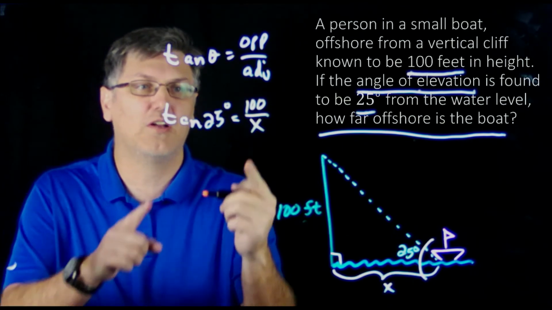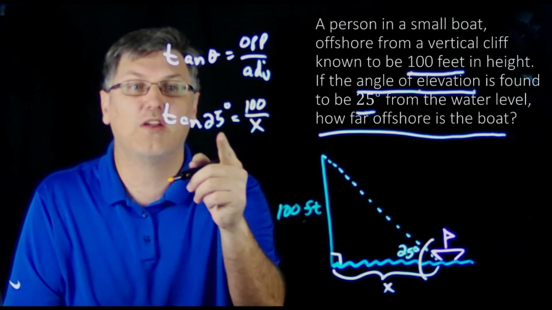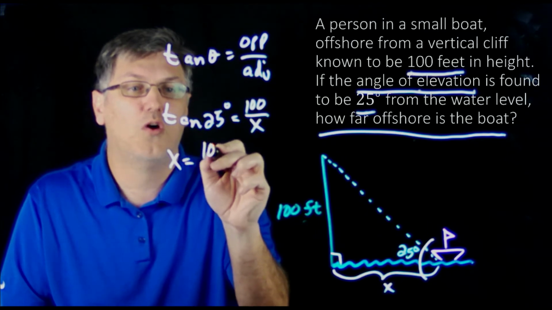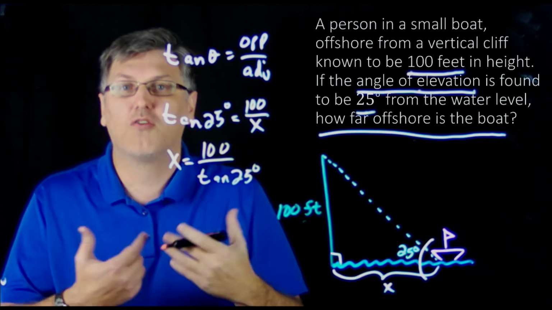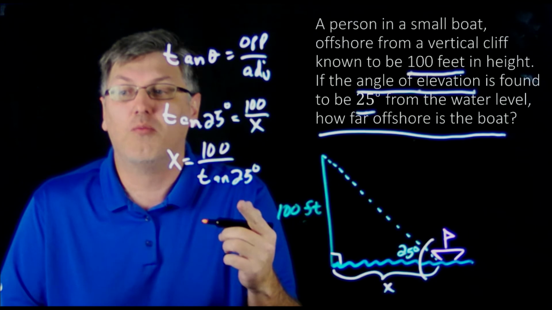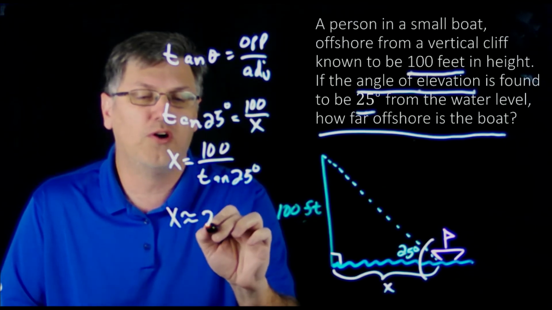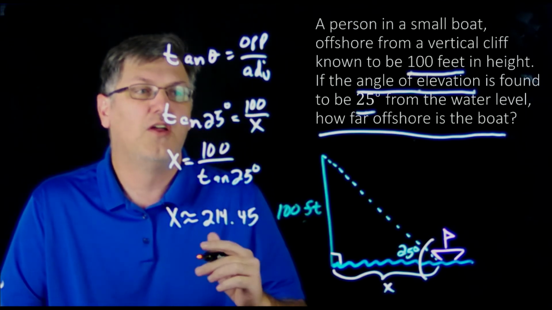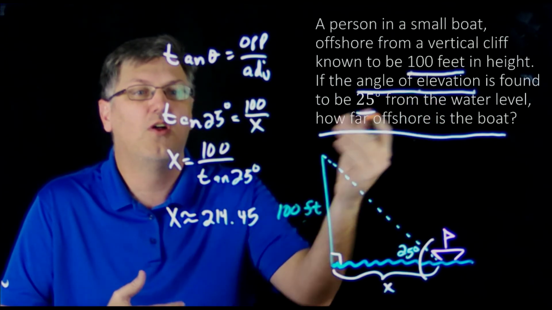Now, I showed you the shortcut in class where we can just swap these if you have a single variable underneath here, and then this is just a number, and tangent of 25 degrees is really just a number. So we're going to swap them out, and we're going to get x equals 100 divided by tangent of 25 degrees. Now, you're going to put this in the calculator. Make sure you're in degree mode to get the correct answer. Once you type this in the calculator, we're going to get that x is approximately 214.45 feet.